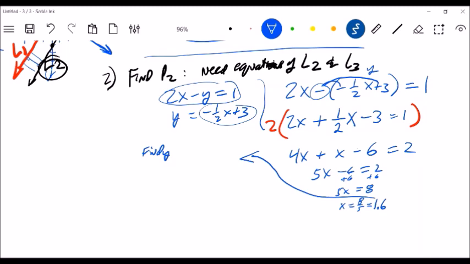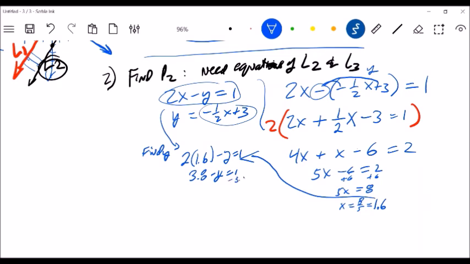And for that, we can just put that 1.6 into one of these. Let's take what looks to me like the easier one for it. Right, so 2 times 1.6, it might not be, but I'll put it in anyway and we'll see. All right, 2 times 1.6 minus y is equal to 1. So that's 3.8 minus y equals 1.